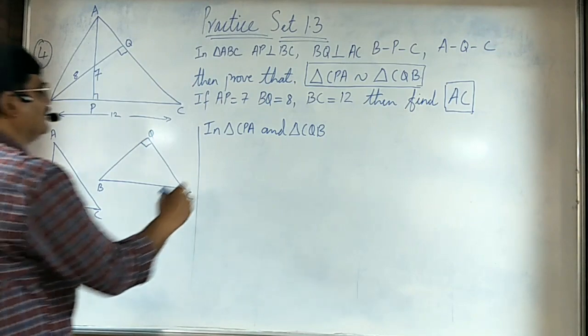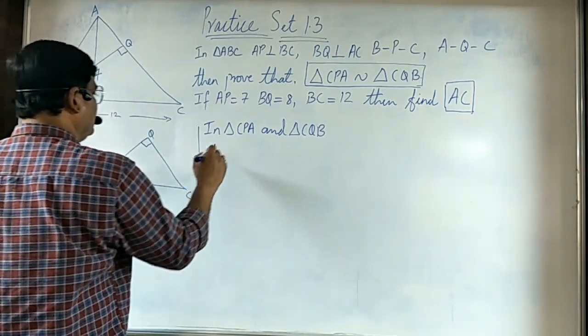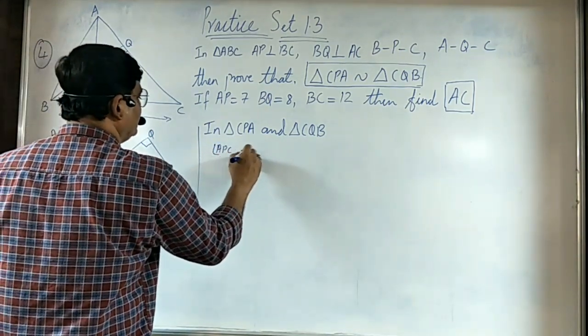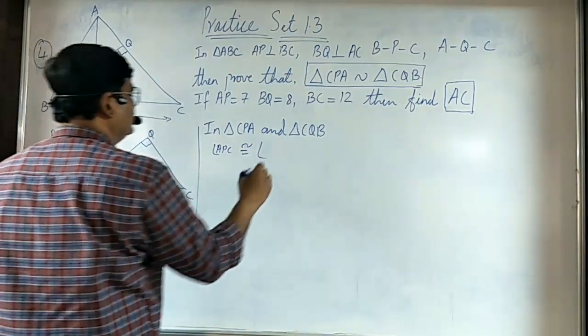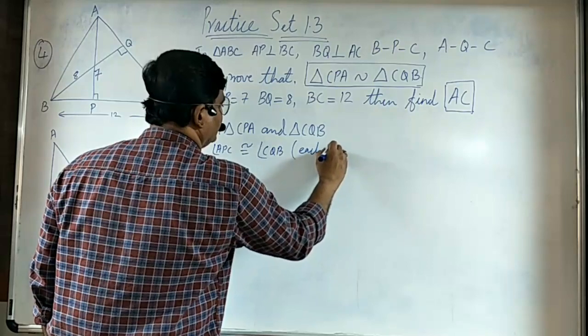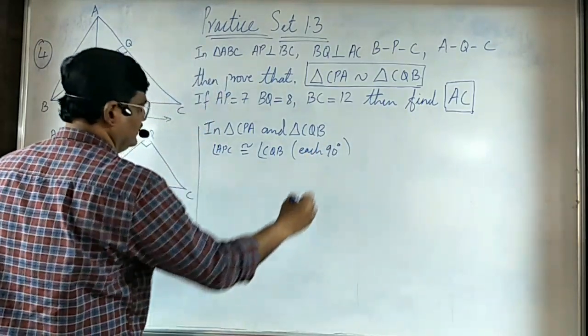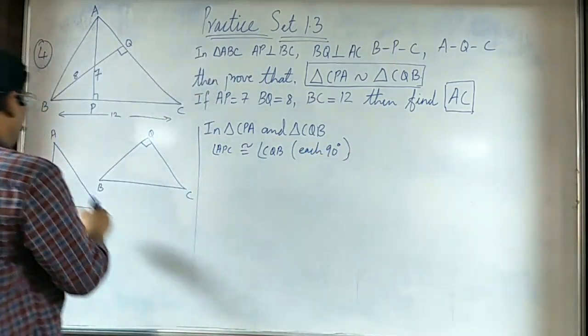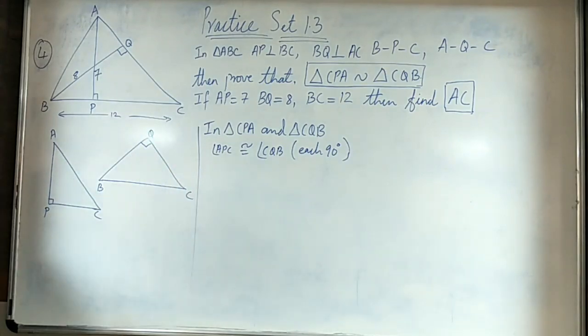Here in this case is angle, can I write over here? Angle APC is congruent to angle CQB, and that is what you have to write. Each is 90 degrees, because they are right angle triangles. They are right angles over there. Angle APC is congruent to angle CQB. Then one more thing you can make out over there.